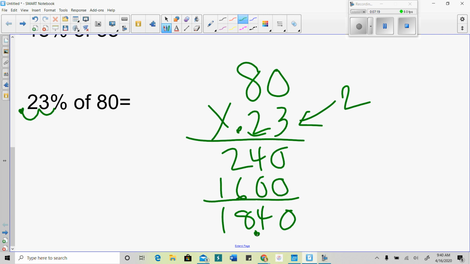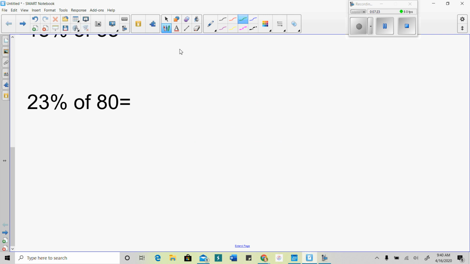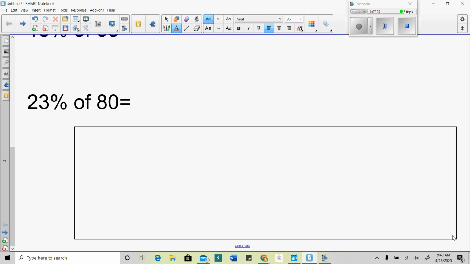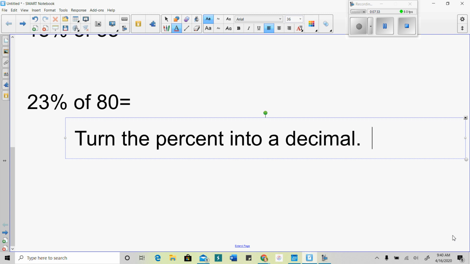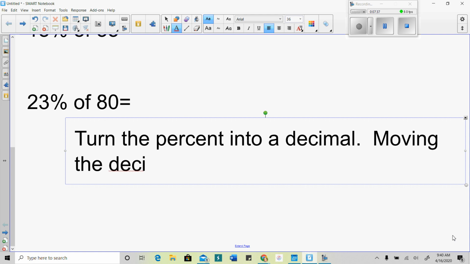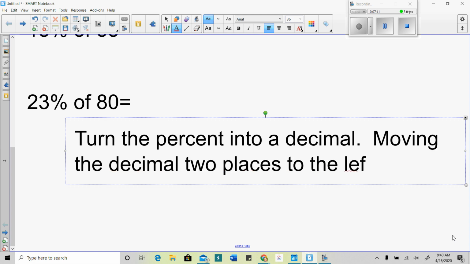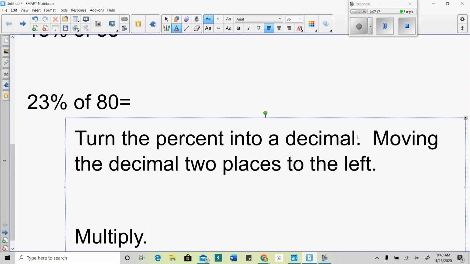Okay, so that's what you're going to be practicing today. Now remember, the first step when we are doing this is to turn the percent into a decimal. And you do this by moving the decimal 2 places to the left. Okay, and then your second step is you multiply the numbers and you will have the answer.